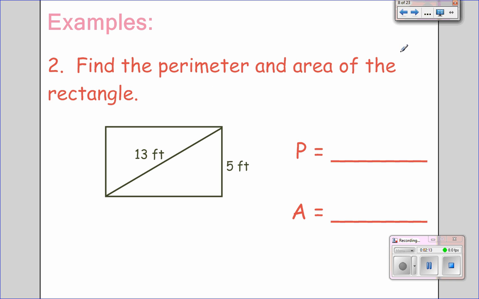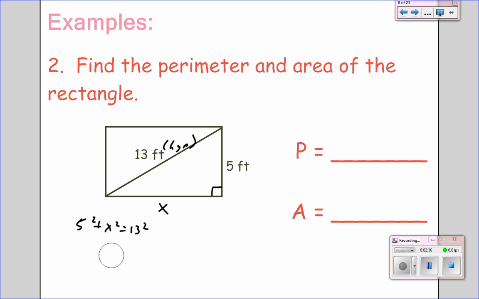All right, so find the perimeter and area of the rectangle. Before we do anything, we have to figure out the missing side. If it's a rectangle, it has a right angle. So we could figure out x by using the Pythagorean theorem. Now you know that 13 is your hypotenuse because it's across from the right angle. So 5 squared plus x squared equals 13 squared.